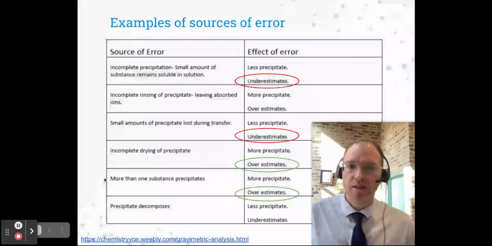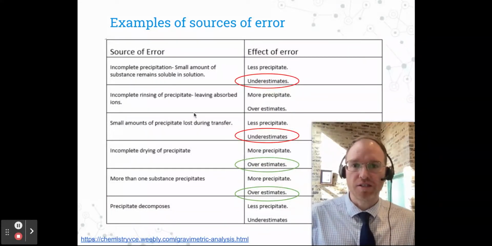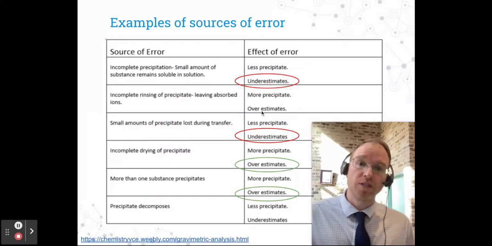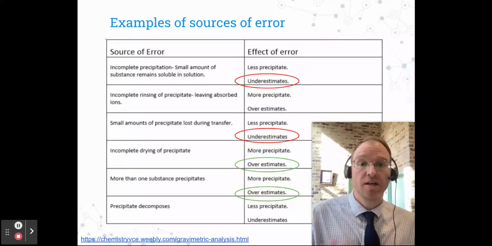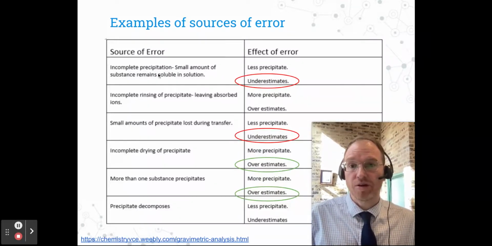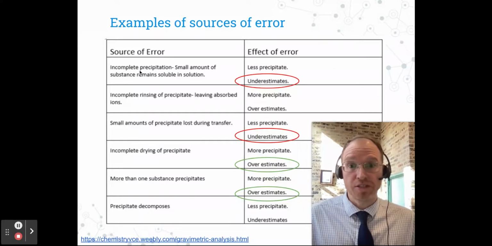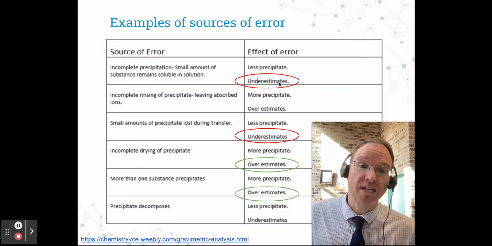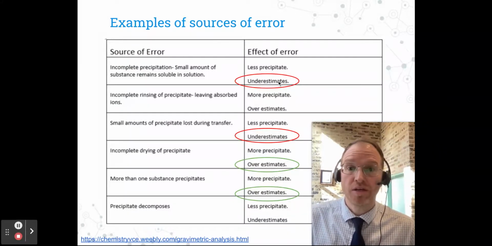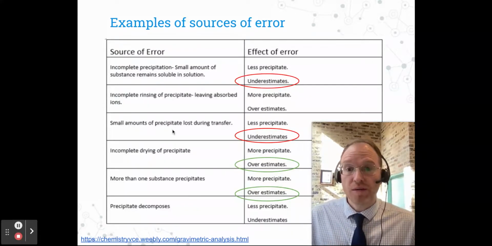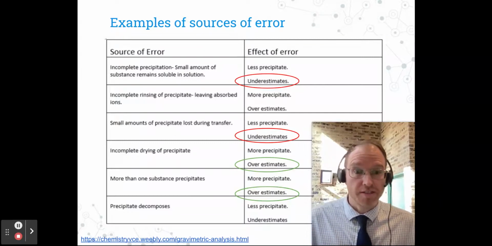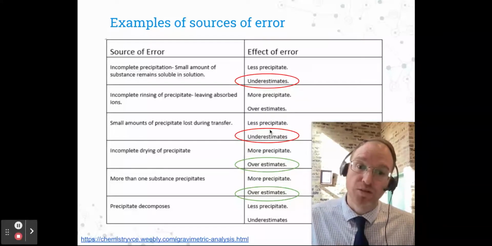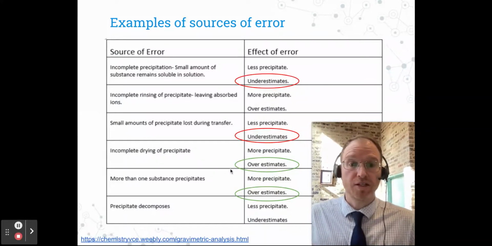And I've just got a table here that helps you see some examples of how, if your procedure is not done well, then it will introduce errors, inaccuracies, and it can undermine the validity. Like the first row there, if you don't get complete precipitation and you leave some of the substance behind that you're trying to test, you're going to get an underestimate. Your value will be too low. If you lose some of your precipitate in transferring, right? Some of it goes through the filter paper and you don't have it captured, again, your value will be too low. Other things could be causing the value to be too high.